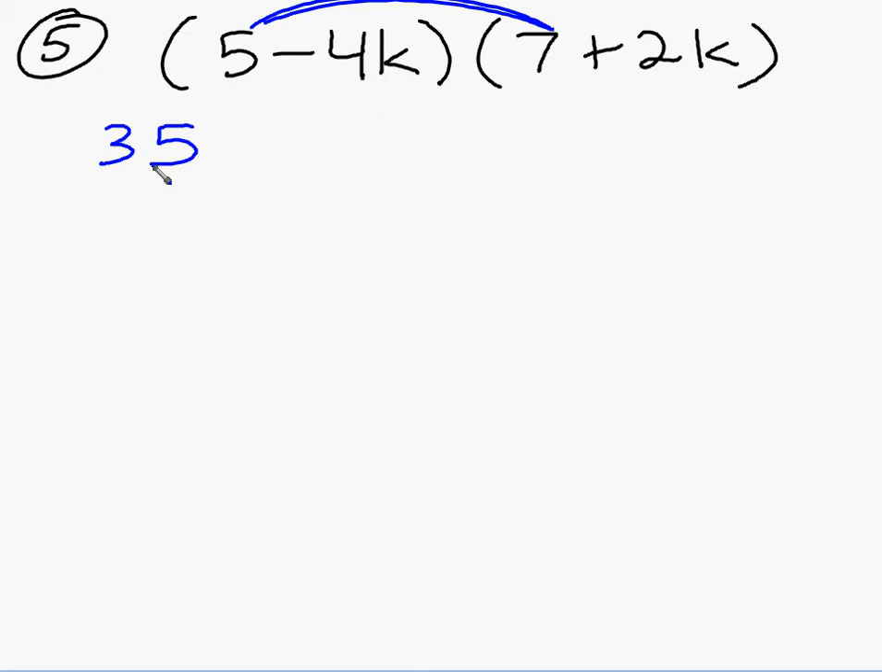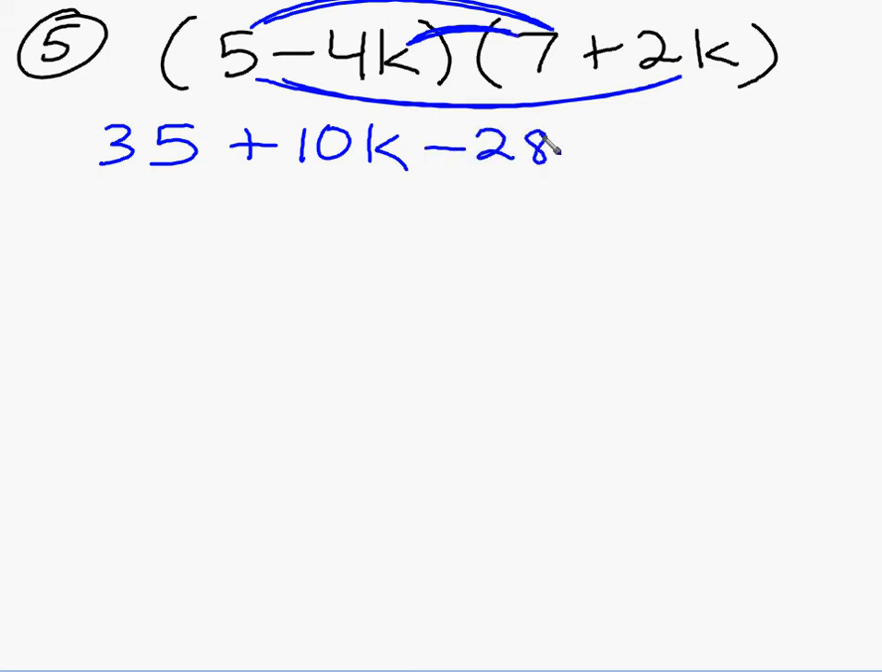Then I multiply the outside terms together. Positive 5 times positive 2k is positive 10k. Then I multiply the inside terms together. Negative 4 times positive 7 is negative 28k. And then I multiply the last terms together, which is negative 4 times positive 2, negative 8k squared. That's where my k squared goes at the end on this problem.